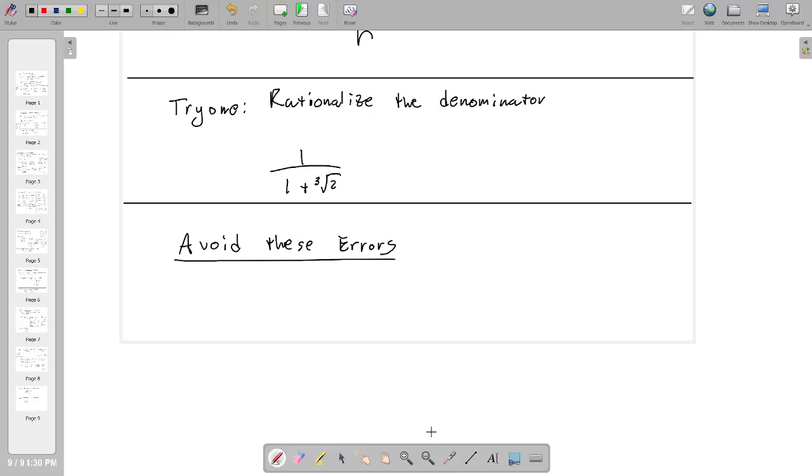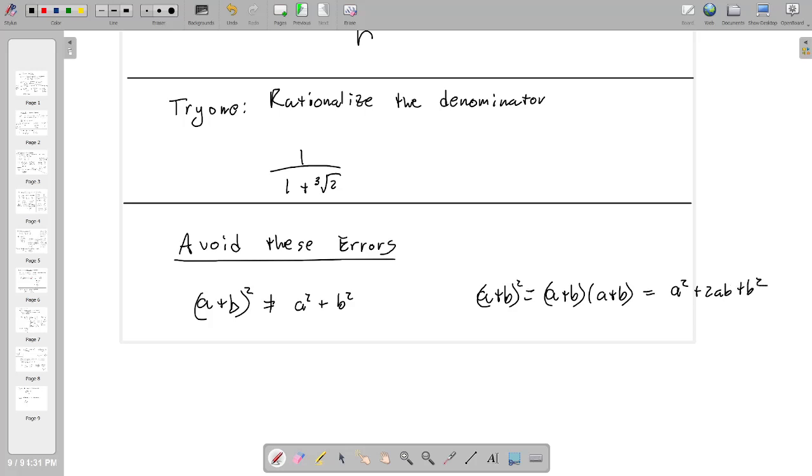There are a lot of common errors that come up in these types of problems. Specifically, a plus b quantity squared is not equal to a squared plus b squared. Remember, a plus b quantity squared means a plus b times a plus b. And you have to distribute twice in order to actually multiply this out. It ends up being a squared plus 2ab plus b squared, which is clearly not a squared plus b squared.